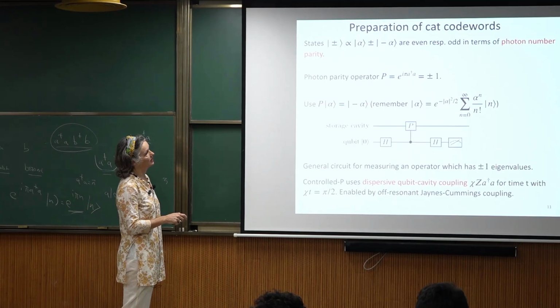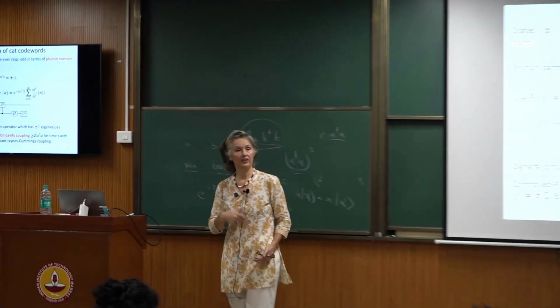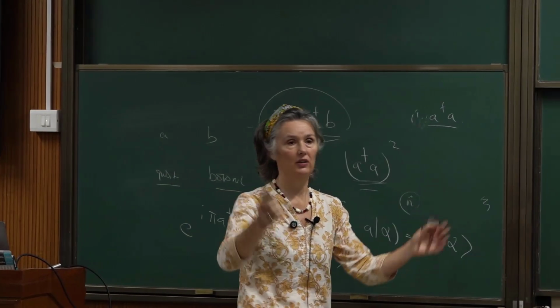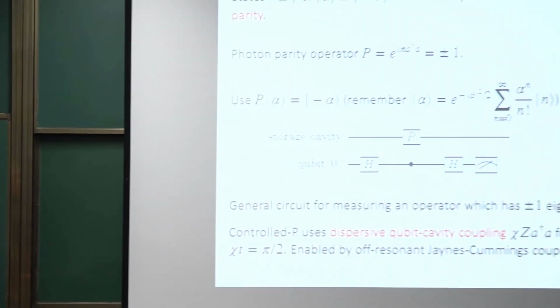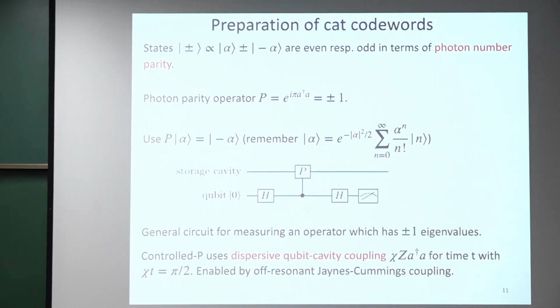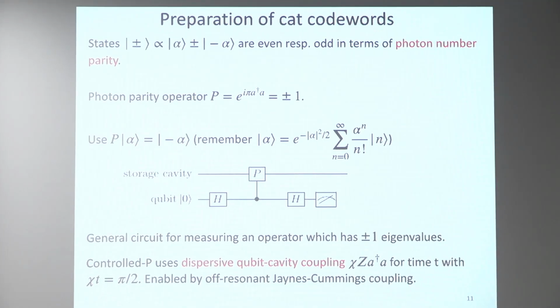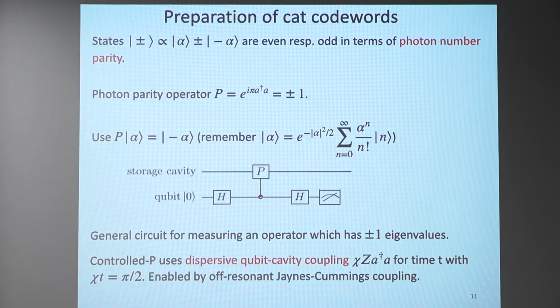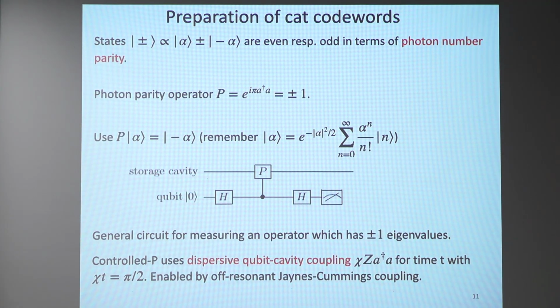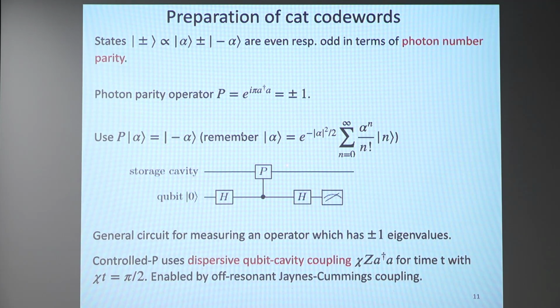Okay, so now how do I measure? I can ask, how do I measure any operator which actually has eigenvalues +1 or -1? This is often done for stabilizers, because we just have some string of Paulis that we want to measure. And we always do this. We take a qubit, we put it in a plus state. So that's my Hadamard. Then I do controlled that operator. For a stabilizer, this is controlled some string of Paulis. And here it's controlled P. So I need something where, depending on the state of my qubit, I need to do a rotation.